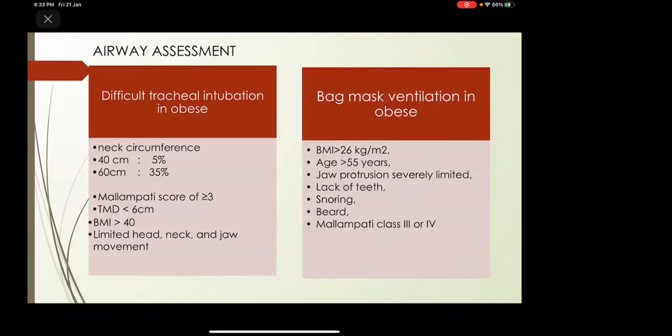Difficult tracheal intubation correlates very well with the neck circumference. Various studies have shown that the higher the neck circumference, the higher the probability of difficulty in intubation. Also, short neck, that is thyromental distance less than 6, decreased mouth opening, limited head and neck and jaw movement, higher BMI, and Mallampati more than 3.